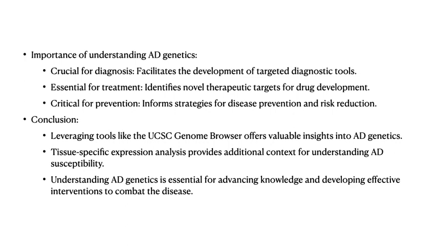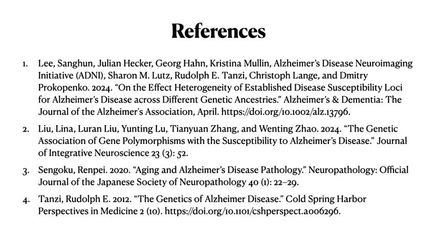So in conclusion, we're able to leverage these tools used by, for example, the UCSC Genome Browser, but there's a lot of different other tools available. It also offers some valuable insights into AD genetics when we didn't have to generate the data ourselves, which is amazing. We saw some tissue-specific expression analysis, and it provided some additional context for understanding AD susceptibility. And understanding these genetics is really important for advancing our knowledge and developing some effective interventions to combat disease. Here are my references.